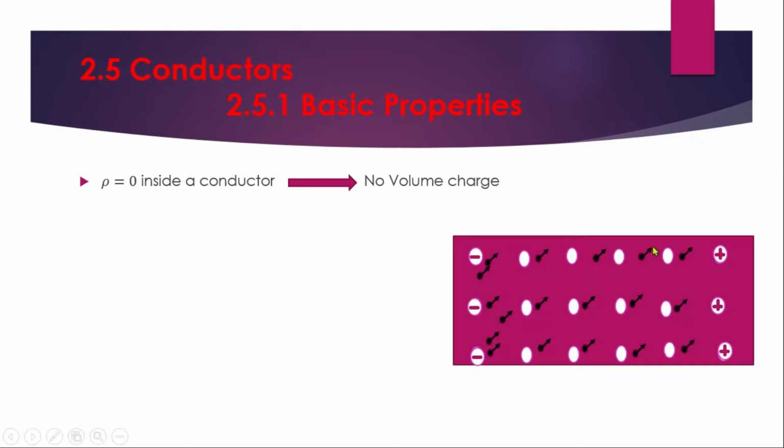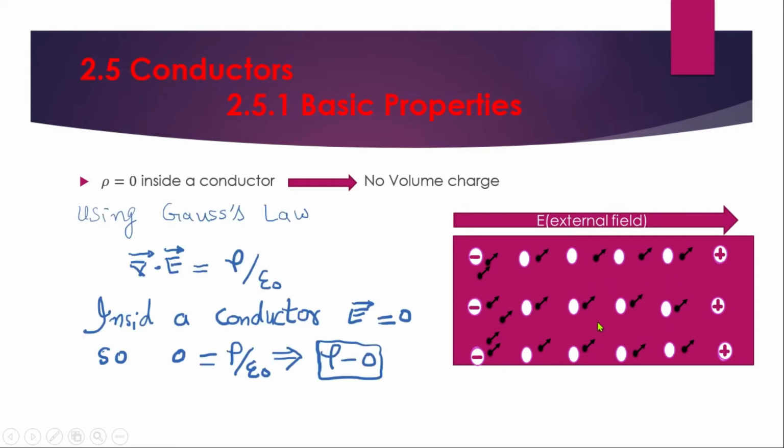Here you can see that inside the conductor there are no positive charges or negative charges, because when you apply the external electric field, the electrons move towards the left hand side and create negative charges on the surface of the conductor and positive charges on the other surface, and inside the volume there is no charge.